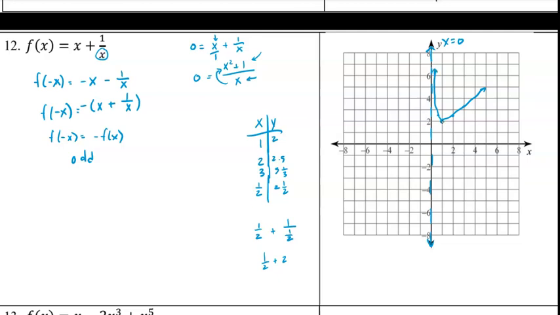I'm going to put -1. That's going to be -1 minus 1/2. So that's -1 and 1/2. -1 and -1/2 right here. Okay, and then we're going to have, what was it? -1 and 1/2. And then -2 is going to become -2.5. So -2 and -2.